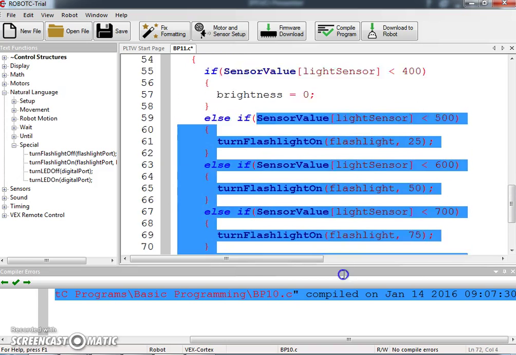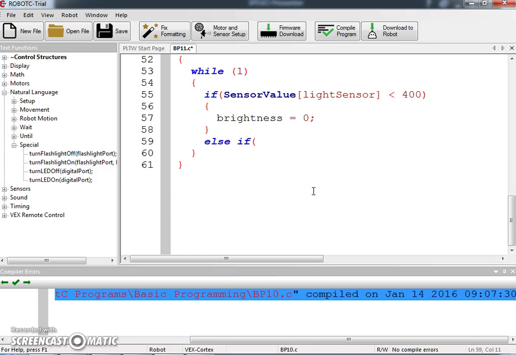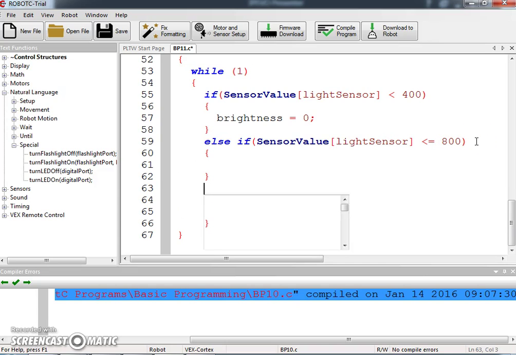And then I'm going to just delete all this right now. And then we can say if the sensor value is less than, we'll do less than or equal to 800. Again, open curly, close curly. And then we'll do an else. So this is everything else.